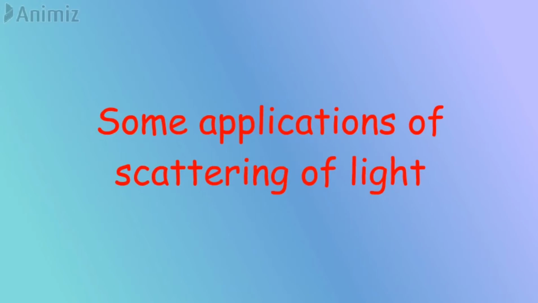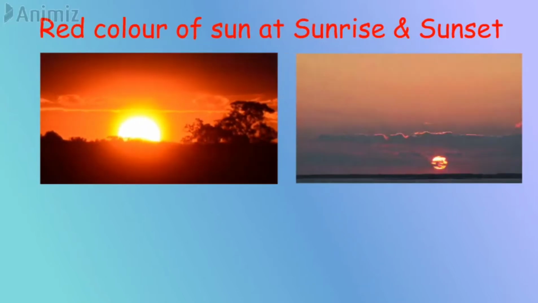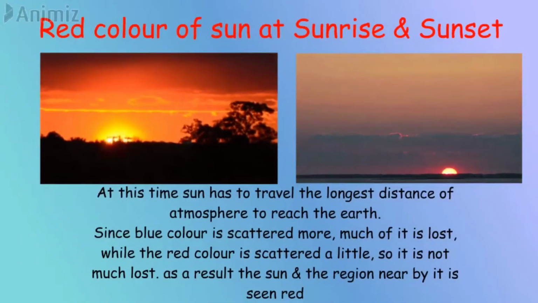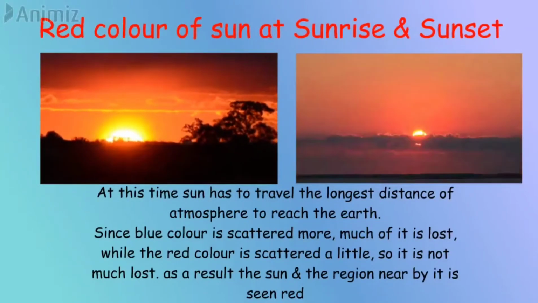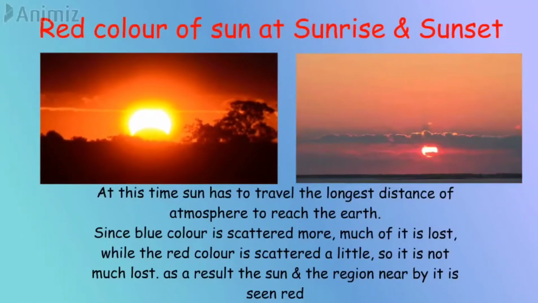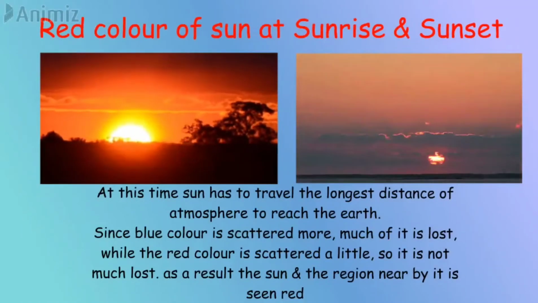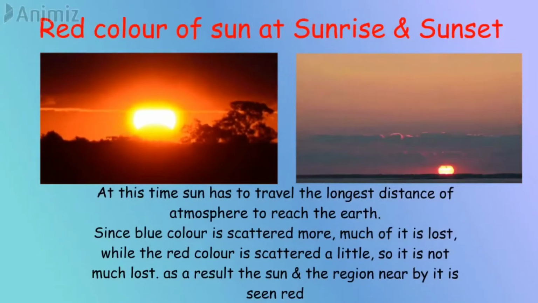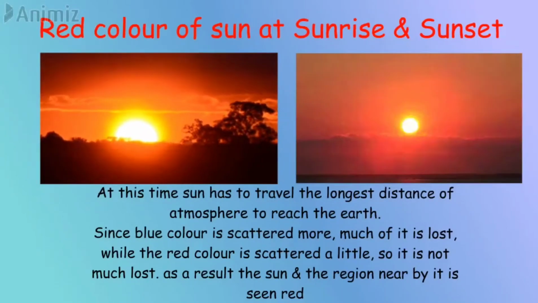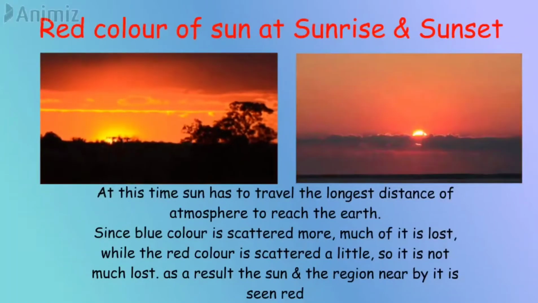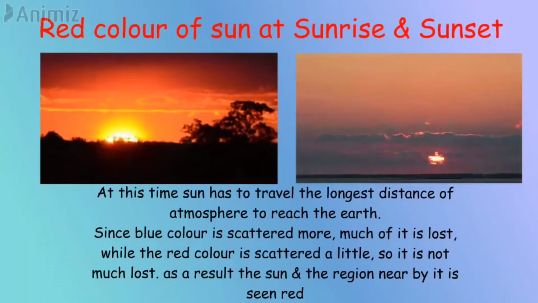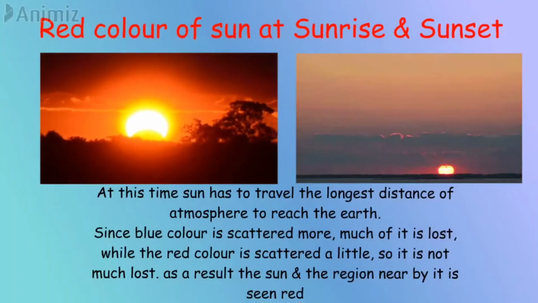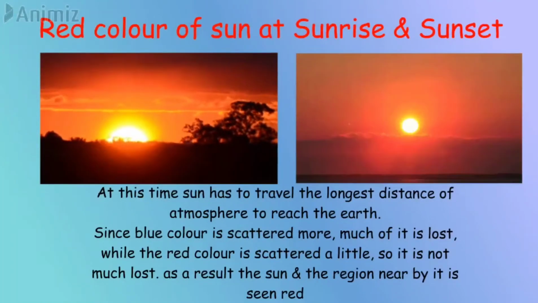Now let's deal with some applications of scattering of light. Students, you might have observed that during sunrise and sunset, the dawn and the dusk period, the atmosphere appears red. The color of the sun is also red. Why? Because at this time the sun's light has to travel the longest distance through the atmosphere to reach the earth. Since blue color is scattered more, much of it is lost, while red color is scattered only a little, so it is not much lost. As a result, the sun and the region nearby it are seen red, a little bit orangish red.